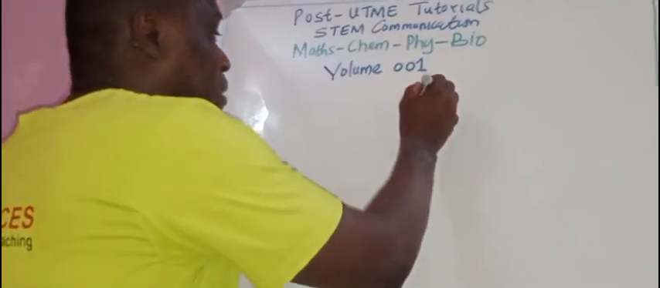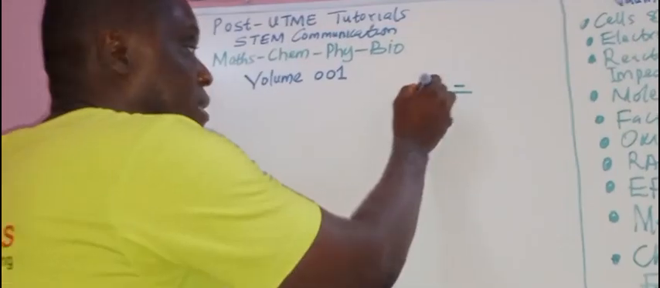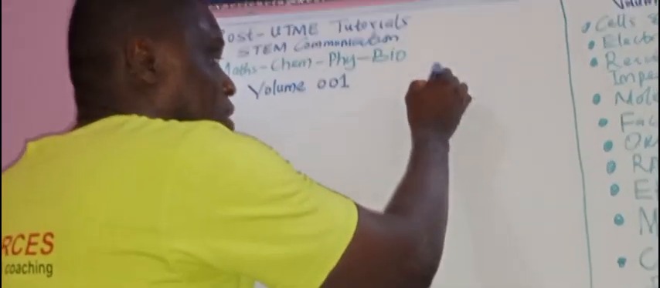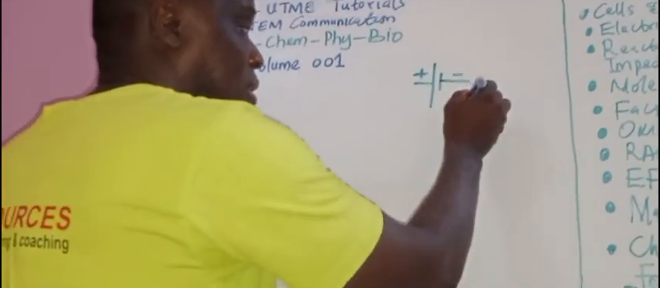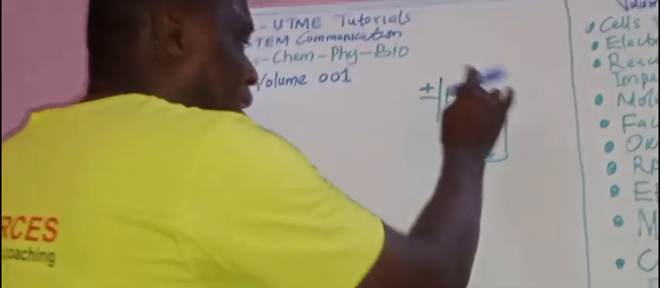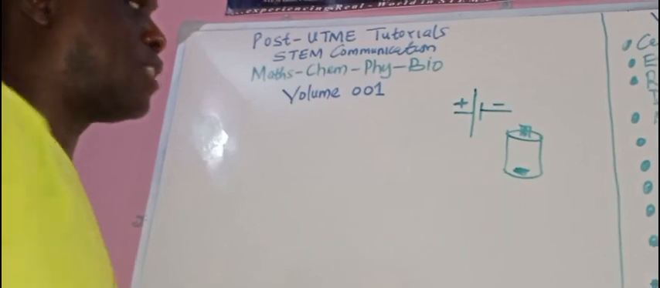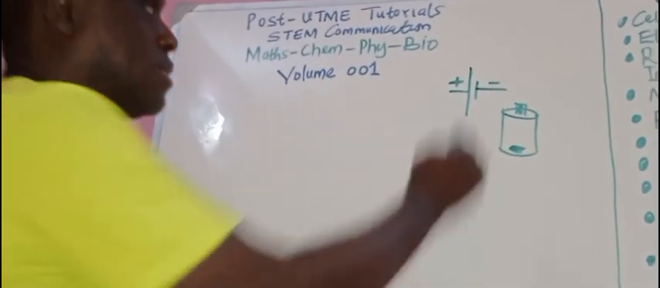Now, we're looking at cell and battery. I'm not talking about a biological cell, I'm talking about an electrical cell and battery. A cell is symbolized like this. The shorter line is the negative terminal of the cell, and the longer one is the positive terminal. So a cell has two terminals, the negative terminal and the positive terminal. That is a cell.